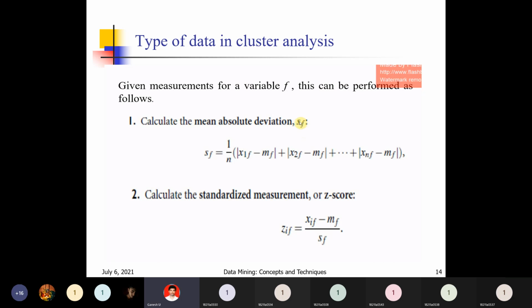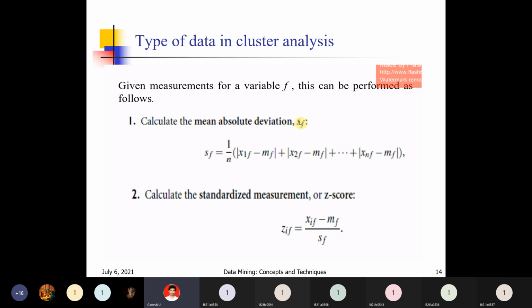So this is the formula for mean absolute deviation: s_f equal to 1 by n into |x1f minus mf| plus |x2f minus mf| plus, and so on, |xnf minus mf|. Here m_f is the mean value, which we find directly by adding all the values and dividing by the total number of elements. So s_f we will find out by using this formula.